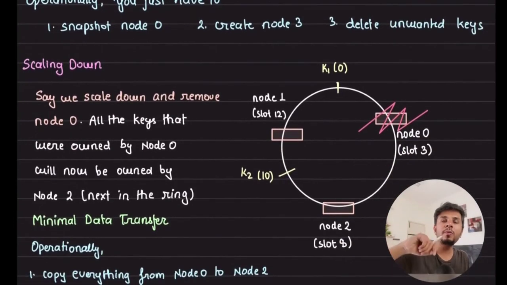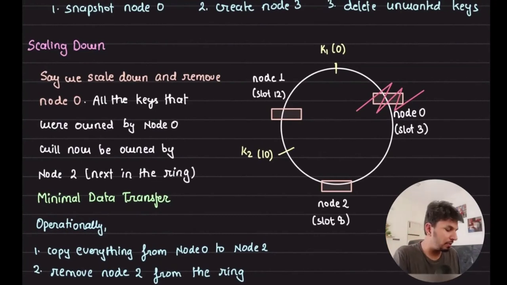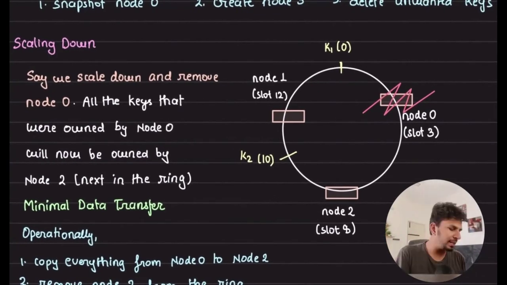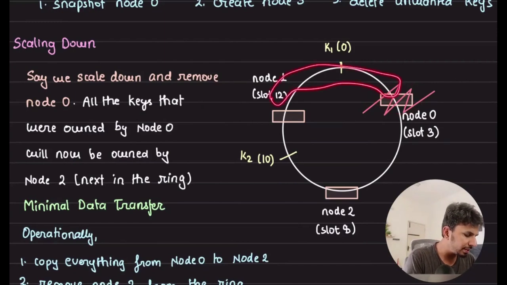Now, similar to how we did with scale up, we can do something very similar with scale down. So let's say I'm now deleting node 0. I don't want node 0. Which keys are affected? The keys that used to go to node 0 will now start to go to node 2.